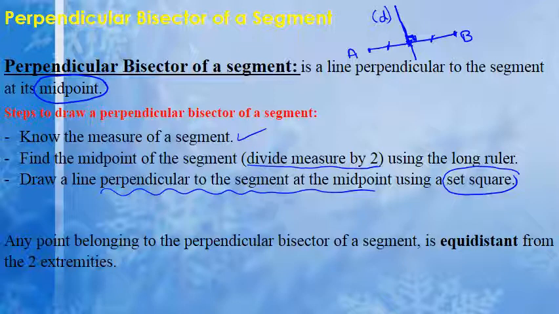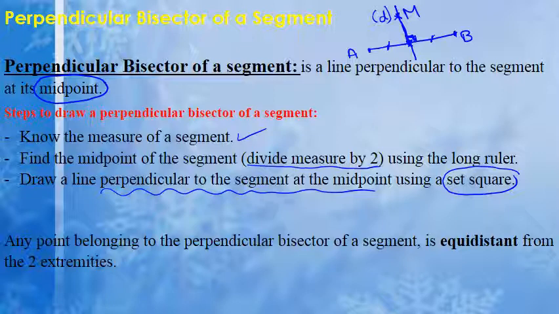Now, there is a very important rule in the perpendicular bisector of a segment. Any point belonging to the perpendicular bisector of a segment is equidistant from the 2 extremities of the segment. What does this mean? After drawing D, the perpendicular bisector of AB, suppose that M is any point on the perpendicular bisector D. So M belongs to D. What can we say about MA and MB?